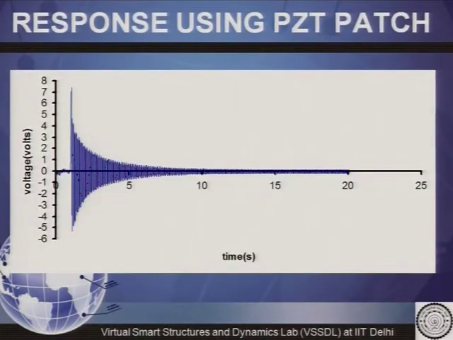This is the plot of a typical voltage response of a piezoelectric material attached to the structure. In this plot you can see the variation of voltage with respect to time, and you can observe that initially the voltage is high and slowly it dies down due to damping of the material.